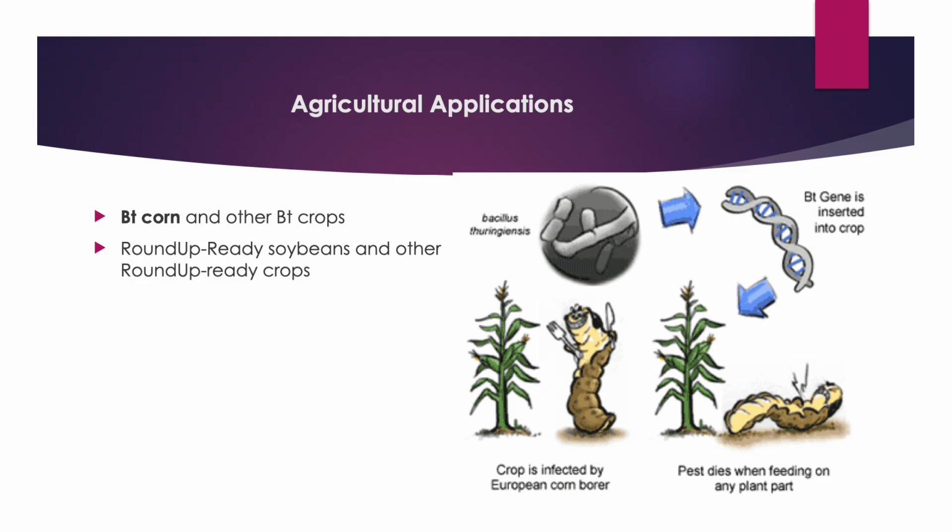Essentially, it produces its own insecticide. So you no longer have to spray the fields, you no longer have to kill insect predators. You can just wait till an insect feeds on that corn plant and then it will be killed by that toxin.